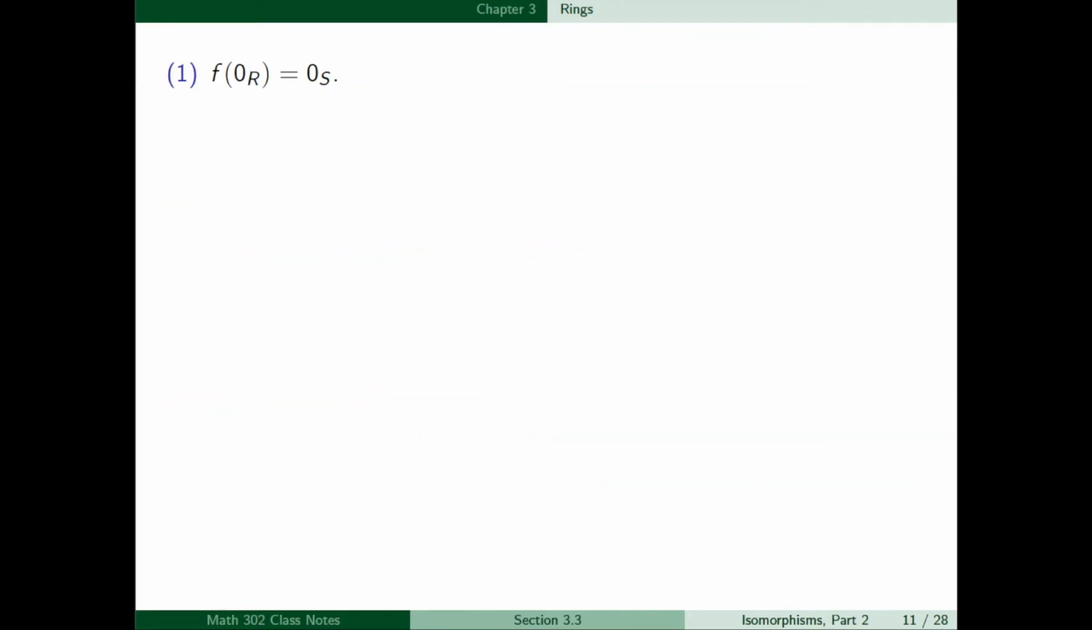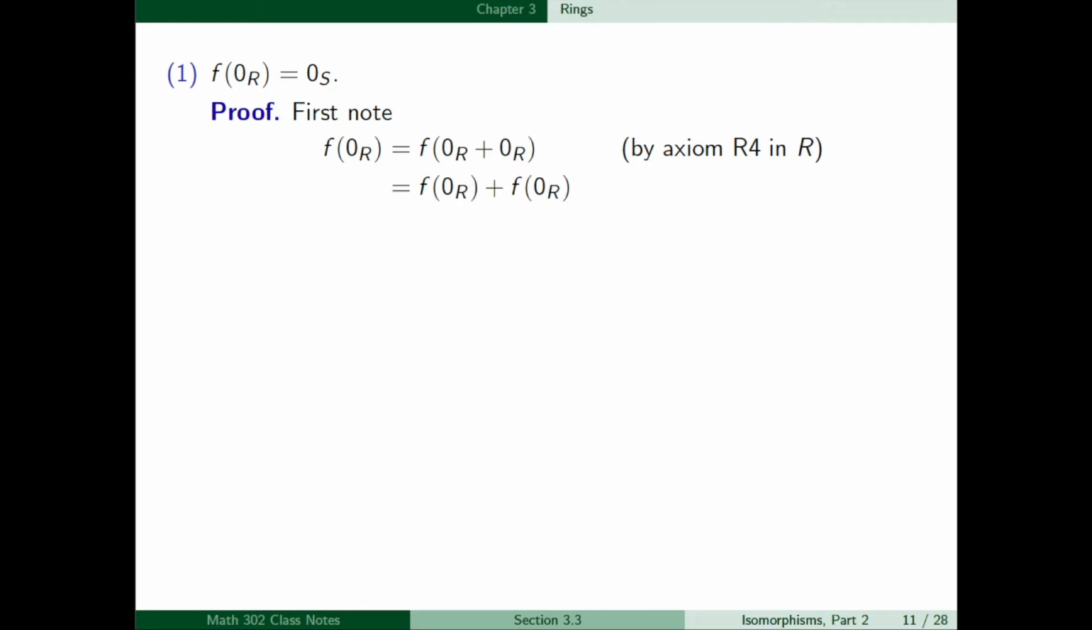So we'll start the proof by looking at number 1, which is f of 0 sub R equals 0 sub S. And first note that f of 0 sub R is equal to f of 0 sub R plus 0 sub R. That's by axiom R4 in the ring R. And this will be equal to f of 0 sub R plus f of 0 sub R. That's by RH1, the preservation of addition. And also by axiom R4, but in S, f of 0 sub R will be equal to f of 0 sub R plus 0 sub S.